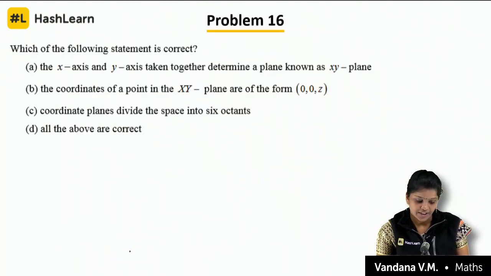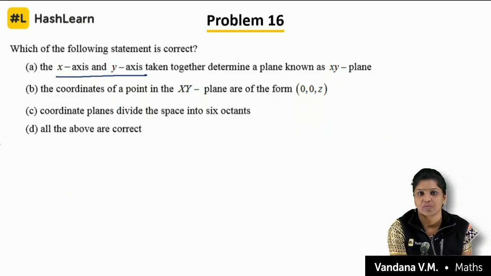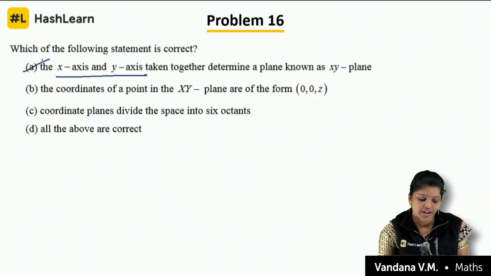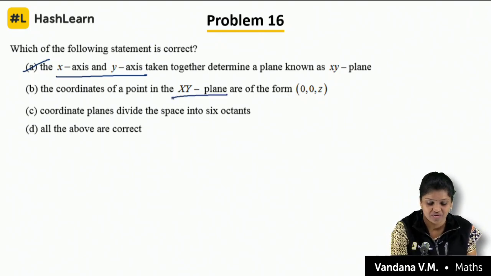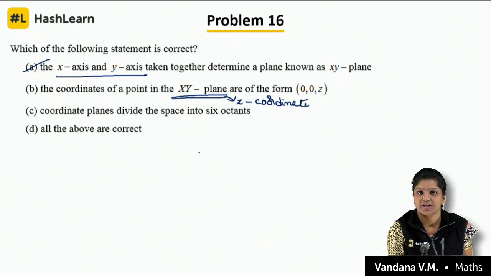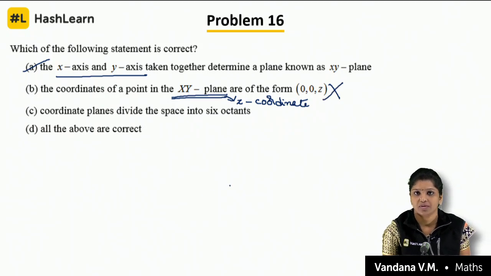So, which of the following statements is correct? The x-axis and the y-axis taken together determine a plane known as xy plane. Obviously, right, when I am taking x and y axis, I will call it as xy plane. Yes, this is correct. The coordinates of a point in xy plane are in the form of, if it is in xy plane, z coordinate will be 0. Z coordinate will be 0, but they gave 0, 0, z. So, the second option is wrong.